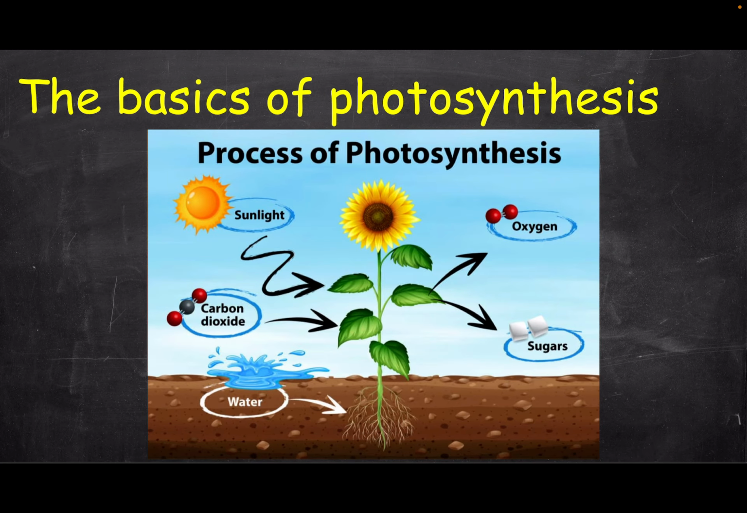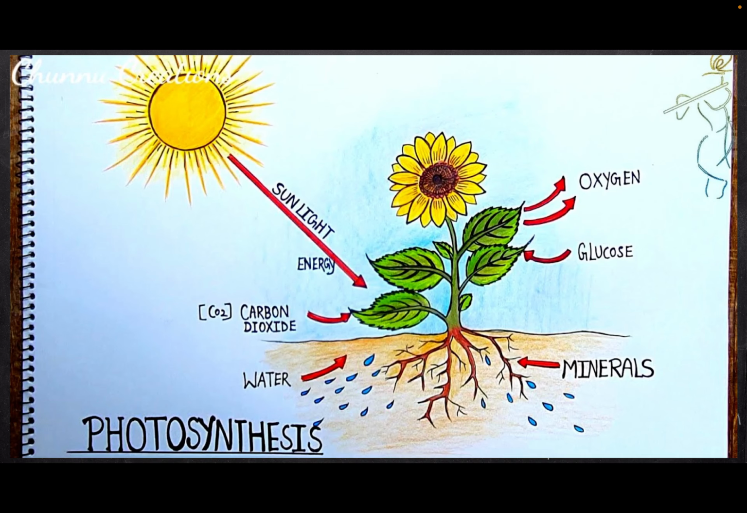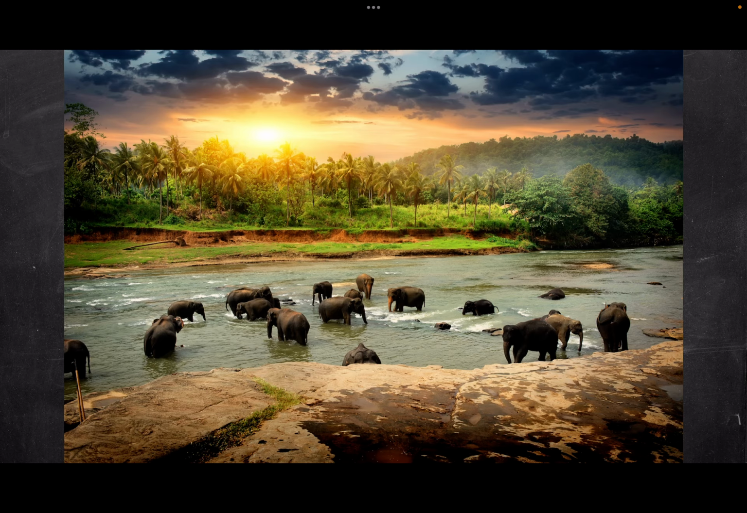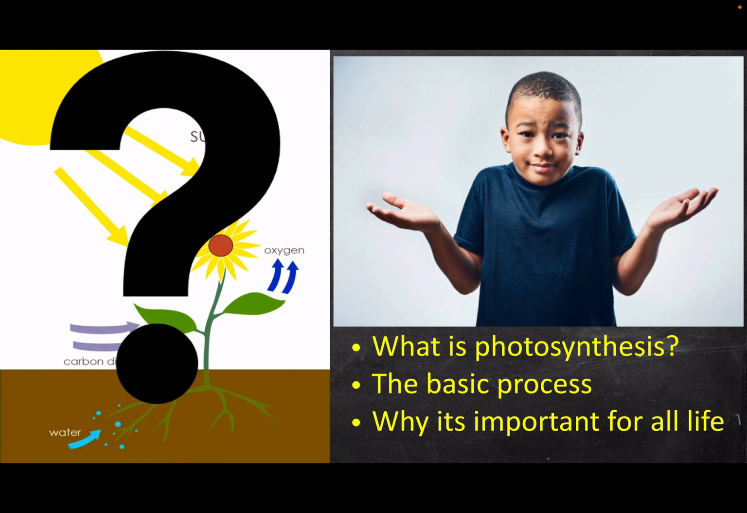In this video we'll be covering the basics of photosynthesis. So photosynthesis is a process done by most plants. It's also the most important biochemical process on Earth. So yeah, it's a big deal. It's the reason why Earth went from a planet with no life at all to a planet with lots of life. So it's definitely worth us getting to know. So we'll be covering what photosynthesis is, the basic process of it, and also why photosynthesis is important for all life on Earth.